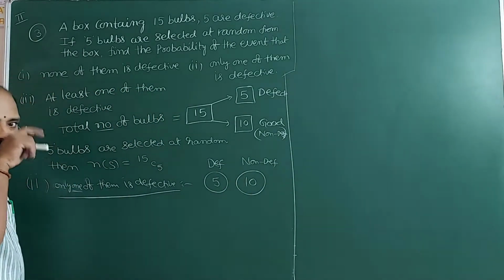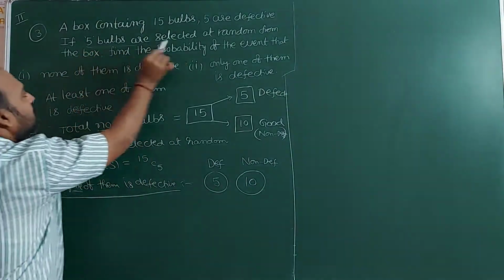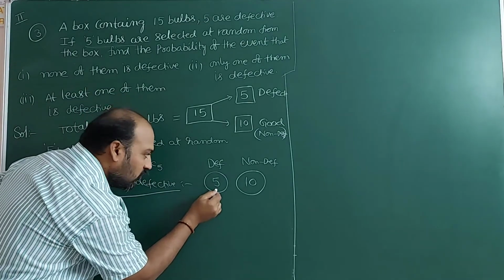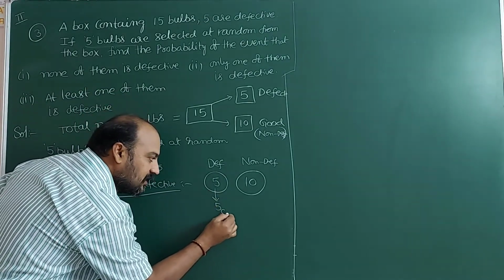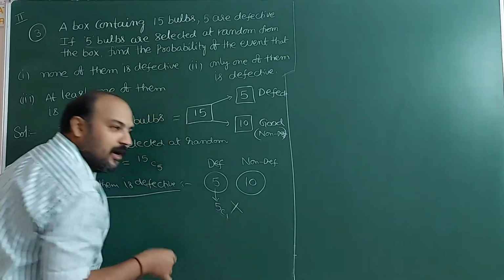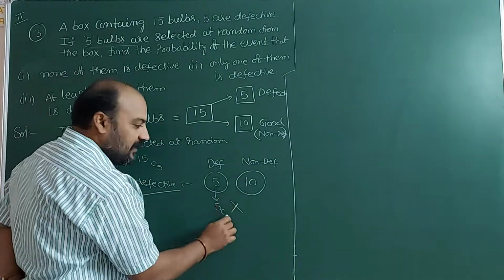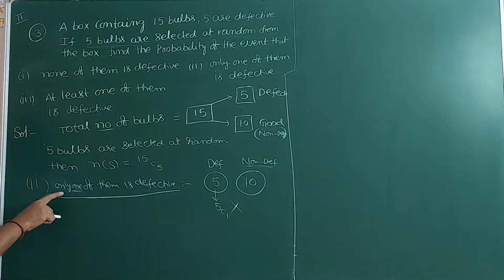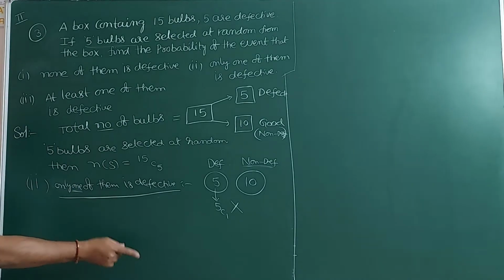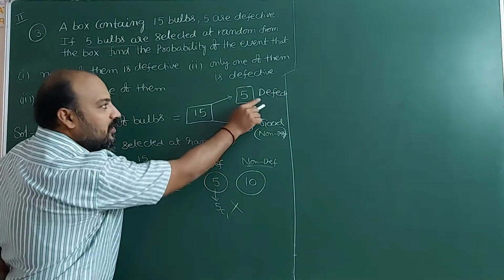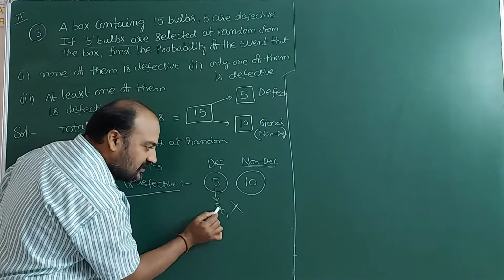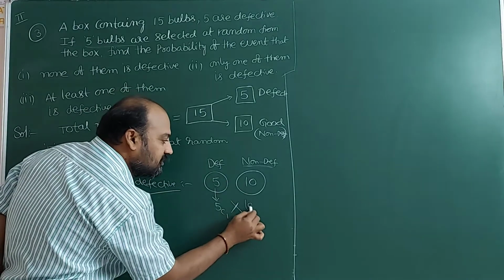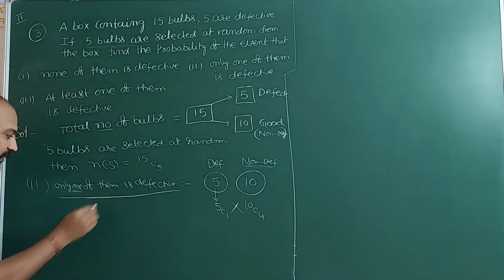So we need to select 5 bulbs compulsory. 5 bulbs we need to select. One of them is defective. So from 5 you can select one bulb in 5C1 ways, and the rest of the 4 compulsory, it is coming from non-defective only. So only one of them is defective means total 5 defective bulbs are there. From that 5 we can select 5C1 and the remaining 4 bulbs we can select from 10, so 10C4.